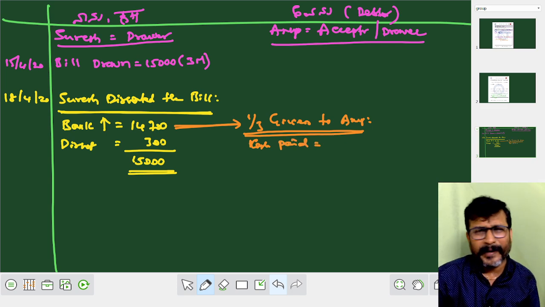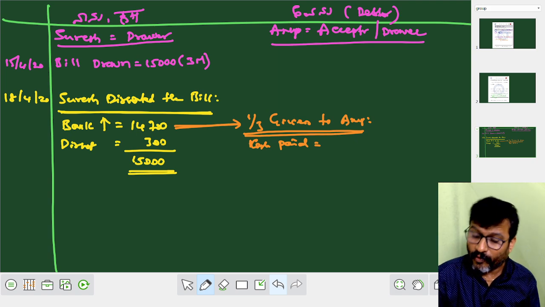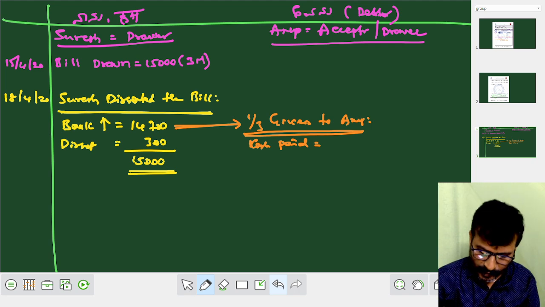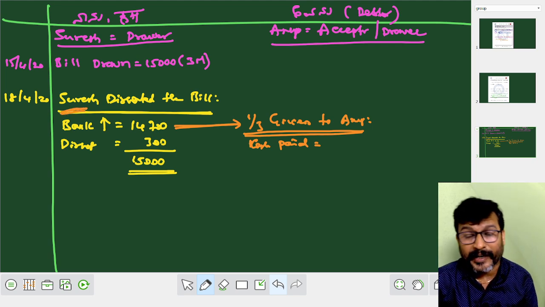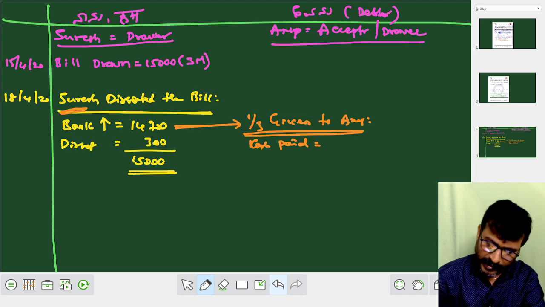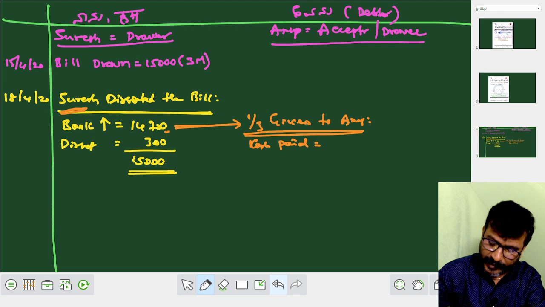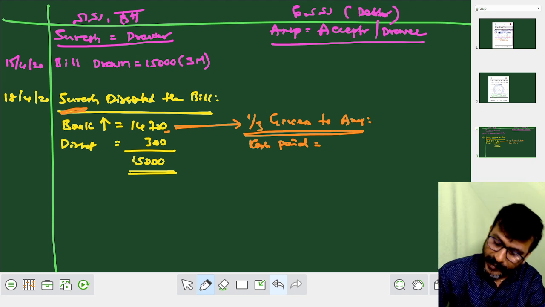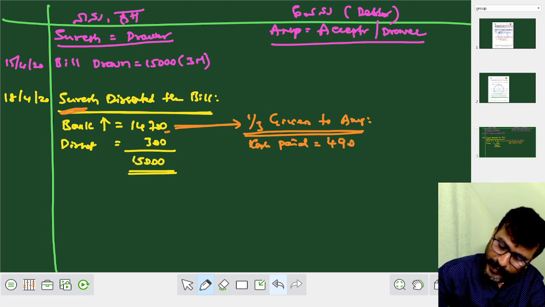Okay. When we paid the cash, obviously cash decreases. For whom? Suresh. For Suresh, cash decreases because we are recording in the book of Suresh. For cash paid, how much? One third. Take one third of 14,700. What is one third of 14,700? It comes to rupees 4,900.